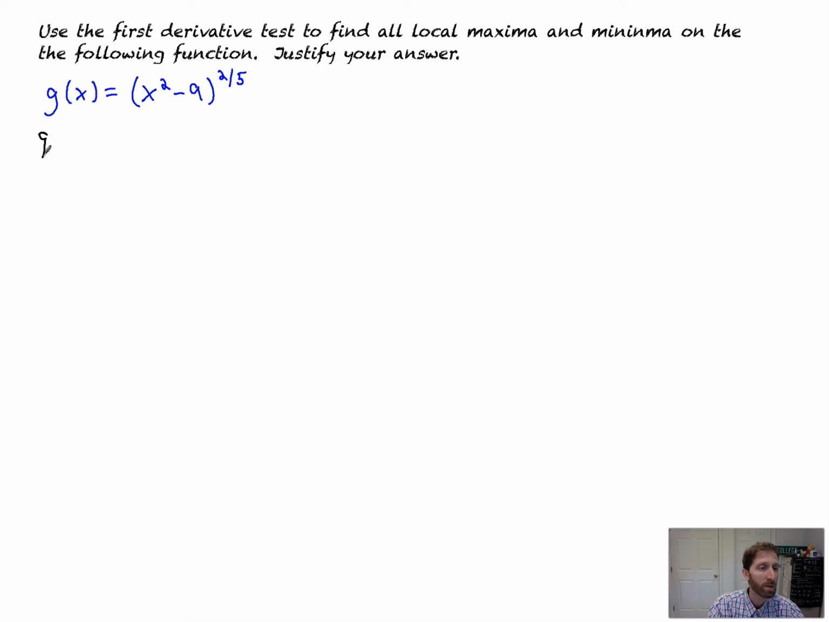Let's see. So we take the derivative, a little chain rule here. That'll be 2/5, the derivative of the outside, times all that stuff to the negative 3/5, times the derivative of the inside.